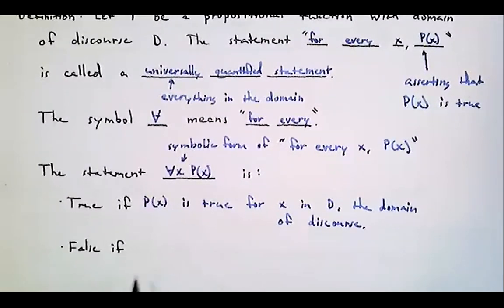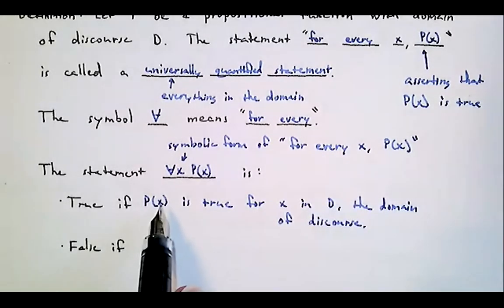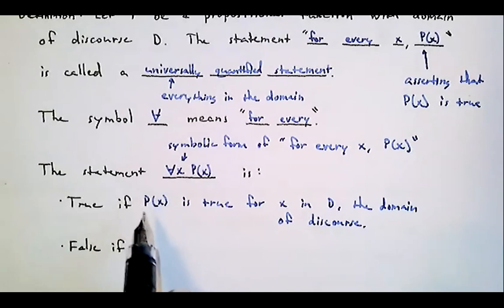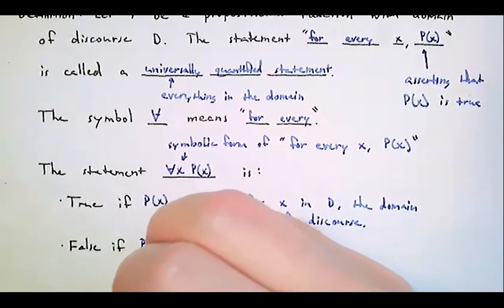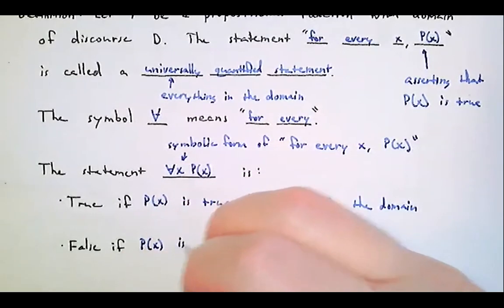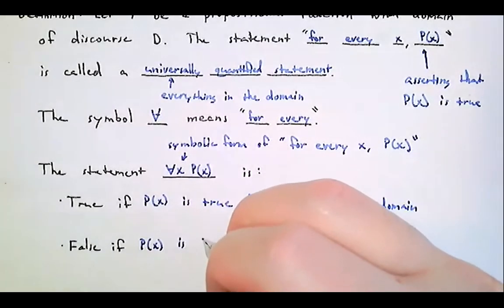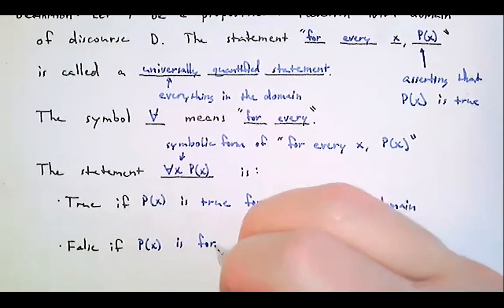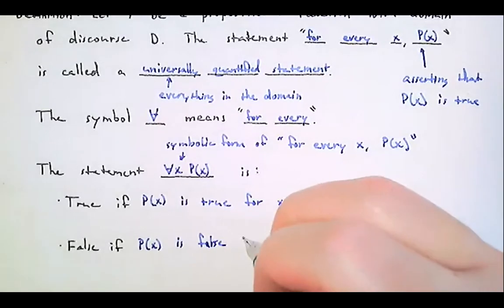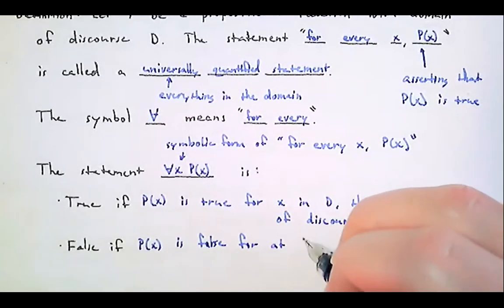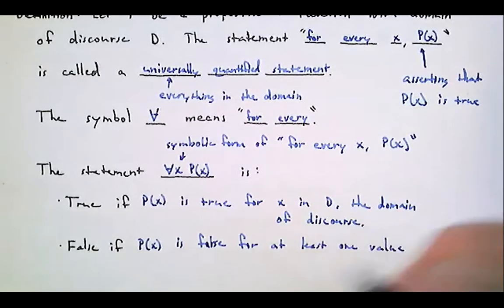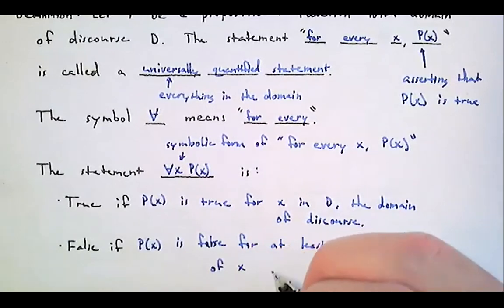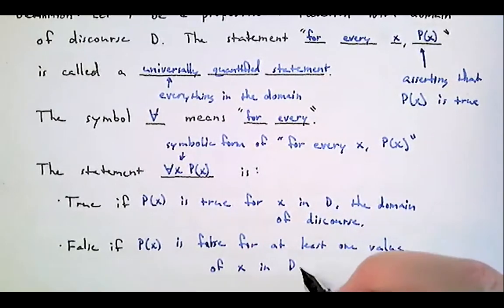And the opposite of that, the negation, this is false if there's one of these values of x where this proposition is false. So it's false if P of x is false for at least one value of x in D, the domain of discourse.